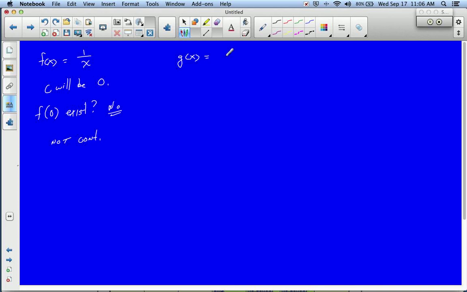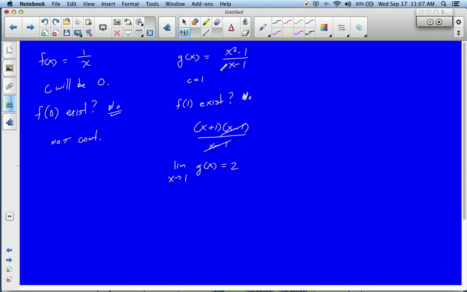g of x equals x squared minus 1 over x minus 1. So here the issue is 1. So c equals 1. Does g of 1 exist? Again, the answer is no. If I plug 1 in, I get 0. But somebody might argue, well, I can factor the top into x plus 1, x minus 1. And then I can cross out x minus 1. Well, that's all fine and dandy, because I can say the limit as x approaches 1 of g of x is equal to 2. However, the function value still does not exist. So again, not continuous. Third example, everybody's favorite piecewise functions.